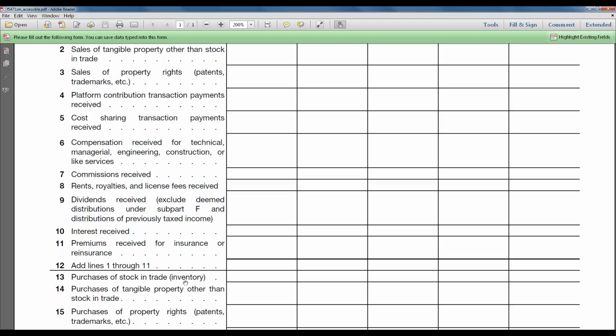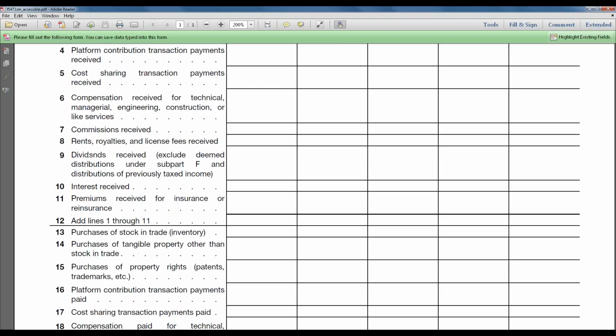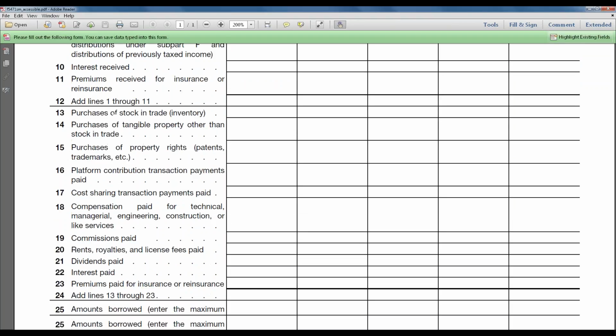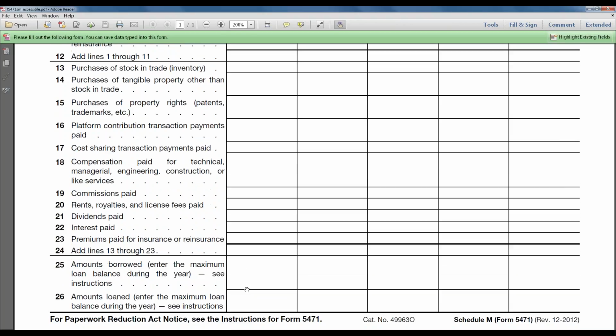The foreign corporation is buying stock and trade from somebody onshore or a related party. And it's all the way down. And the same rules apply both ways. The last part, of course, like I said, is amounts borrowed and amounts loaned.